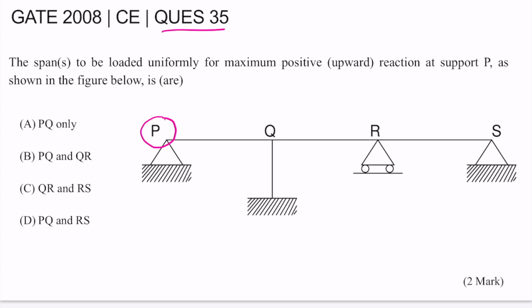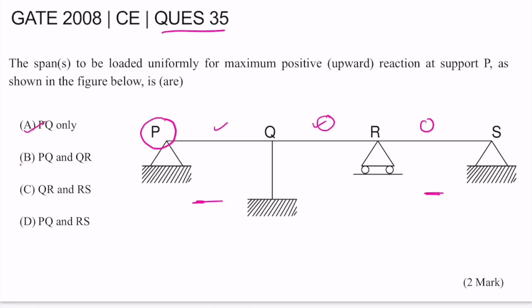This we can tell easily if we would know the ILD for support reaction at P. So 4 options are given to us. Either we should load span PQ only, PQ and QR, QR and RS, or PQ and RS. So out of these 4 options, we need to tell which span we should load so that we get maximum upward reaction at support P.